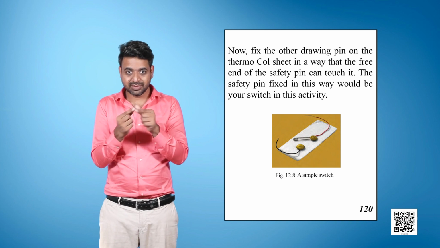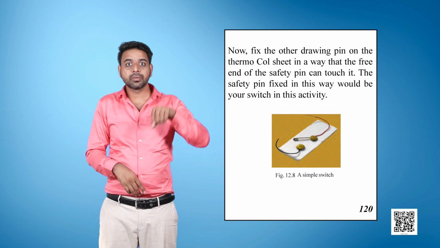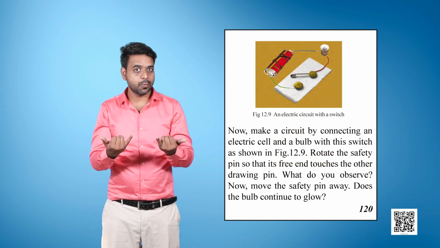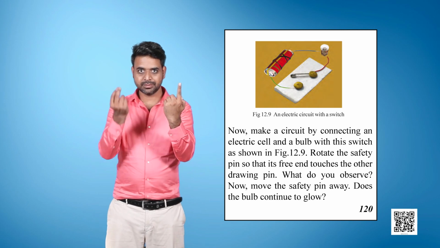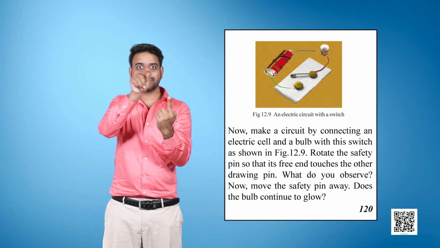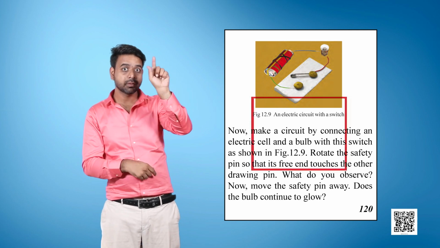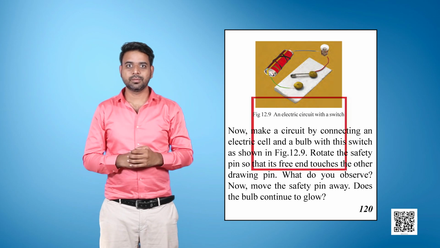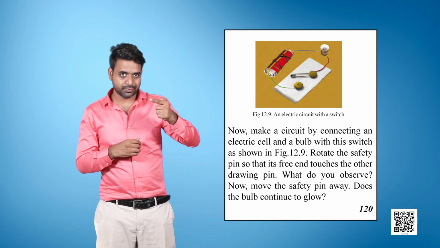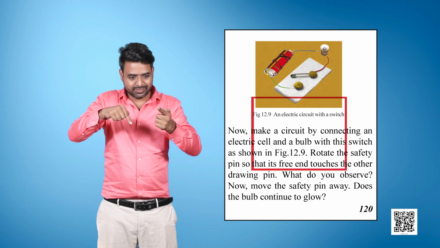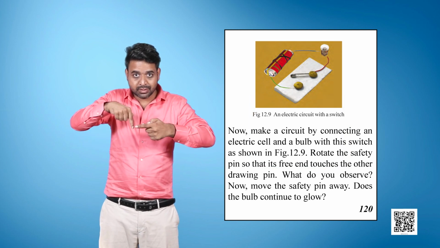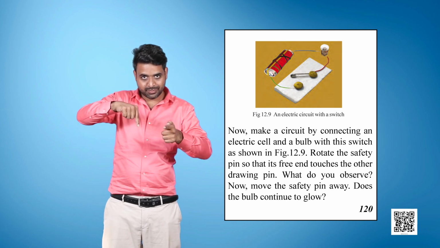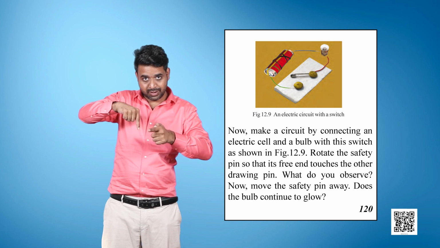The safety pin fixed in this way would be your switch in this activity. Now make a circuit by connecting an electric cell and a bulb with this switch as shown in figure 12.9. Rotate the safety pin so that it's free and touches the other drawing pin. What do you observe? Now move the safety pin away. Does the bulb continue to glow?